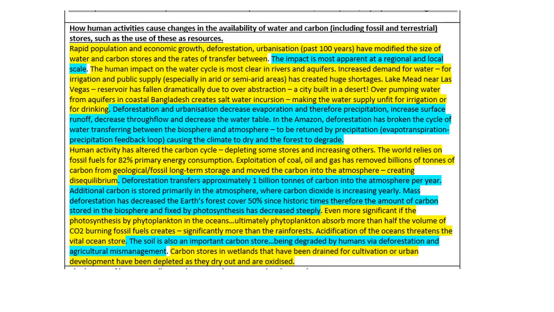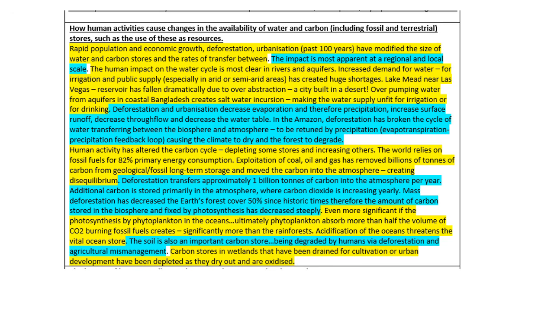Human activities also altered the carbon cycle. So obviously we've gone in and taken those fossil fuels, where they should be stored for millions of years, and we've released them and burnt them, and the carbon has gone into the atmosphere. So that carbon has gone from long-term storage to flowing from the atmosphere, possibly into the oceans, and making its way around the carbon cycle. So deforestation transfers 1 billion tonnes of carbon into the atmosphere every year.